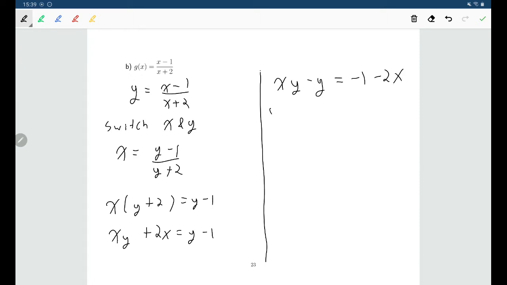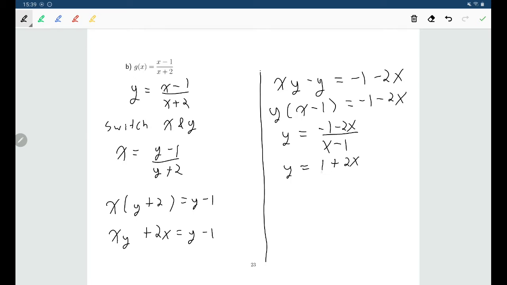So on the left side, I could factor out a y, and I could then divide. So y is equal to (negative 1 minus 2x) over (x minus 1), which, if you wanted to, you could multiply top and bottom by negative 1 so that it looks a little bit nicer, as (1 plus 2x) over (1 minus x). And so there we go. That should be g inverse.